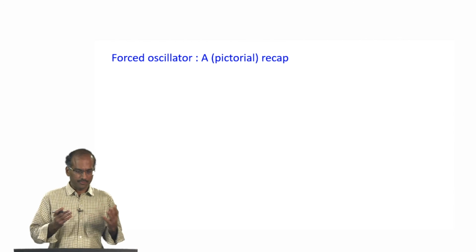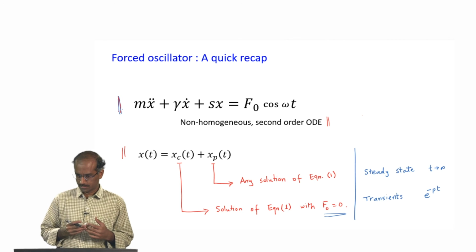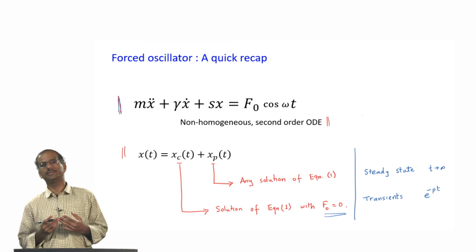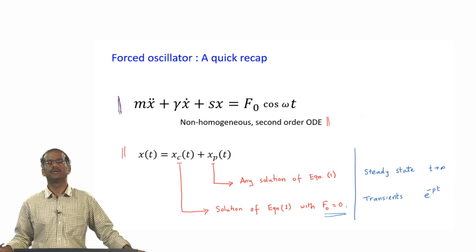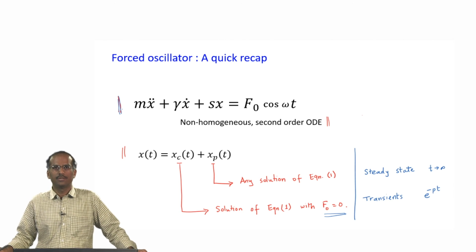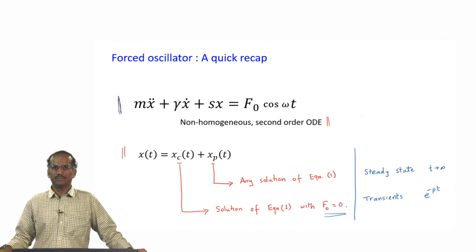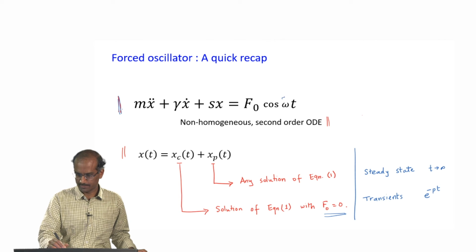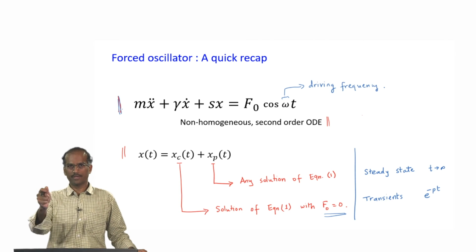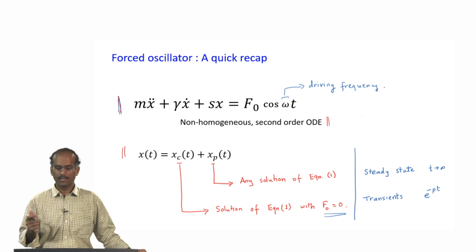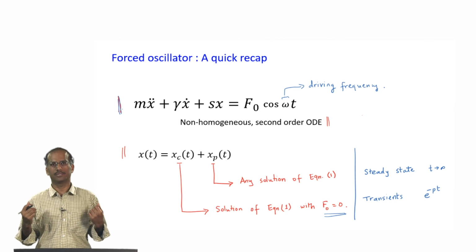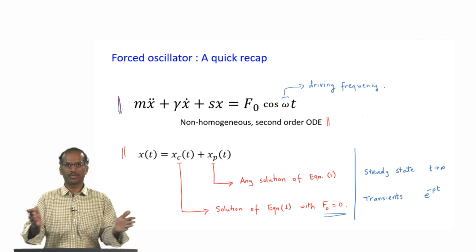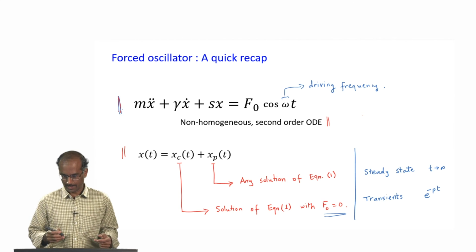Now, since we have already worked out the solutions for this, it turns out that the steady state solution is simply an oscillatory solution with the same frequency as the driving frequency. So, my driving frequency is this quantity, which is omega. So, you are driving an oscillator with the frequency omega, and the oscillator responds by oscillating with the same frequency omega once you give it some time to relax.